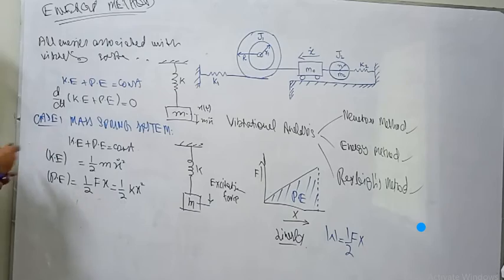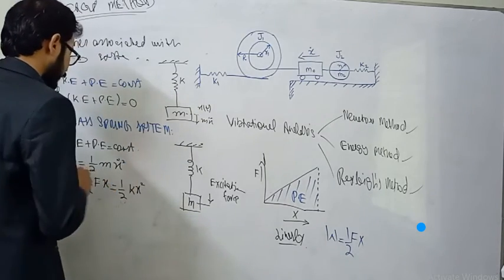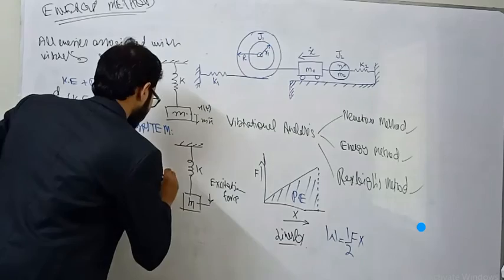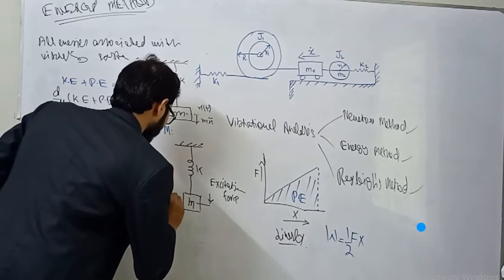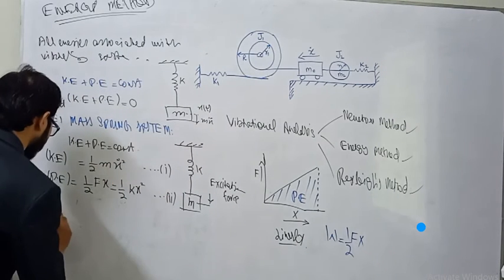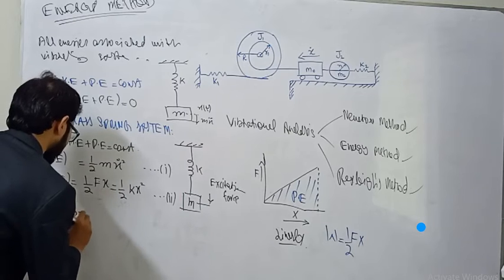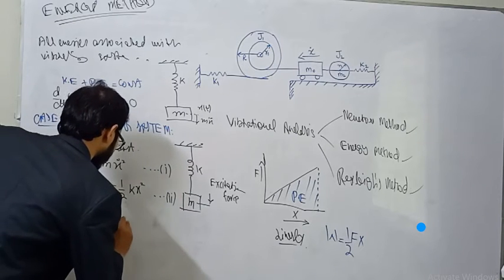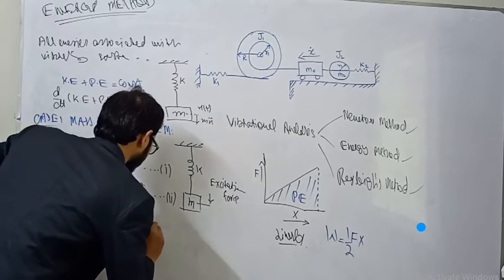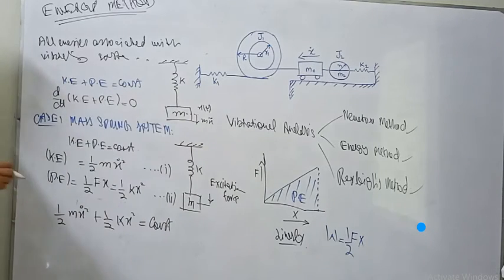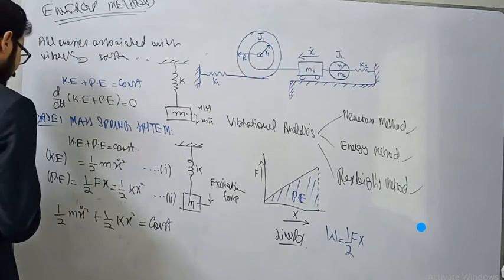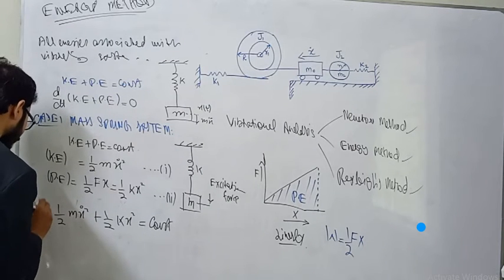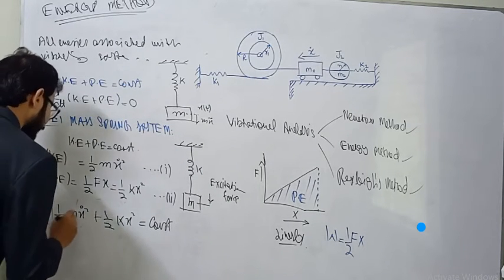So we will add both of them. Suppose this is 1, suppose this is 2. Adding 1 and 2, they will remain constant. So half m x dot square plus half k x square will remain constant. Now why are we going to take the change of the energy? Because it will help us to derive the equation of motion. So getting the rate of change.